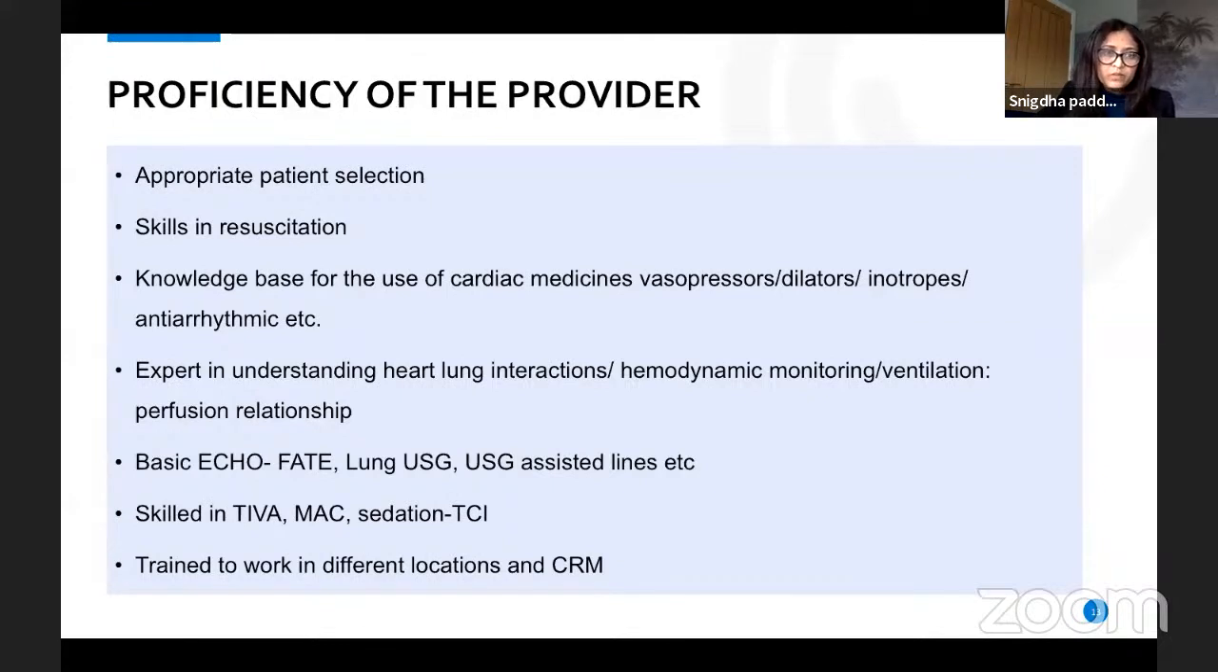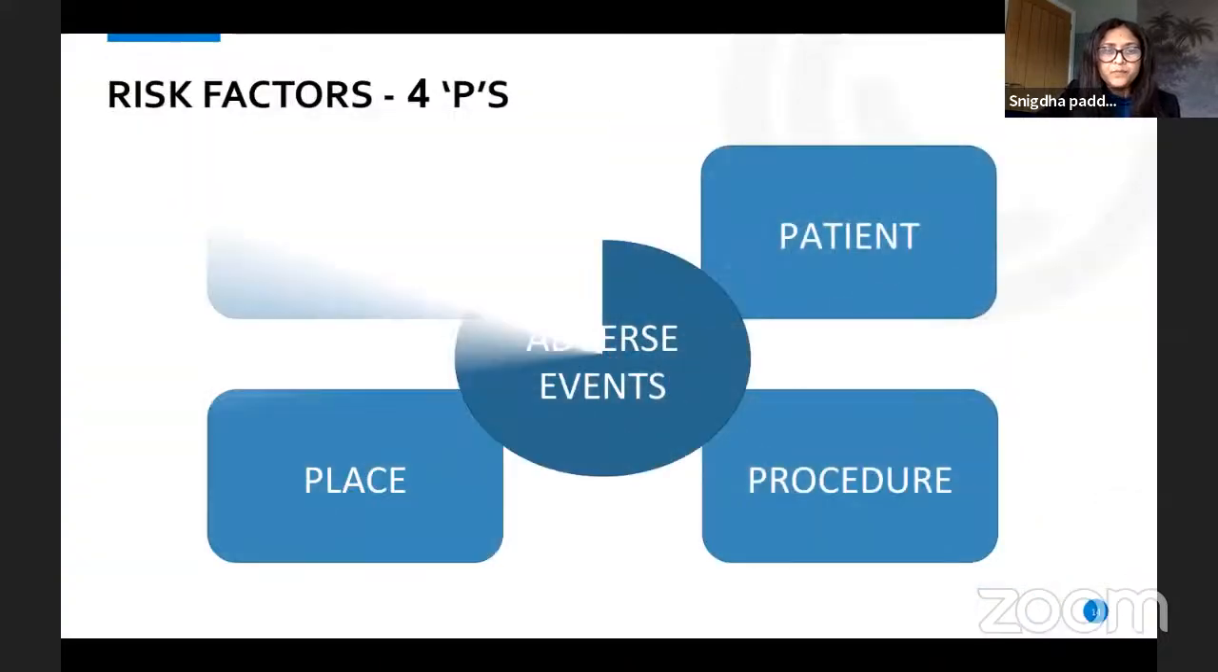So the provider should be skilled in resuscitation. He should have a very good knowledge base of the use of cardiac medications like vasopressors, dilators, inotropes, and antiarrhythmic agents. He should be expert in understanding heart-lung interactions, hemodynamic monitoring, ventilation-perfusion relationship, should have some basic knowledge in echo, should be able to do focused assessed transthoracic echocardiography, lung ultrasound, and ultrasound-assisted lines, should be skilled in managing TIVA, MAC sedation, TCI, and should be trained to work in different locations and do crisis resource management.